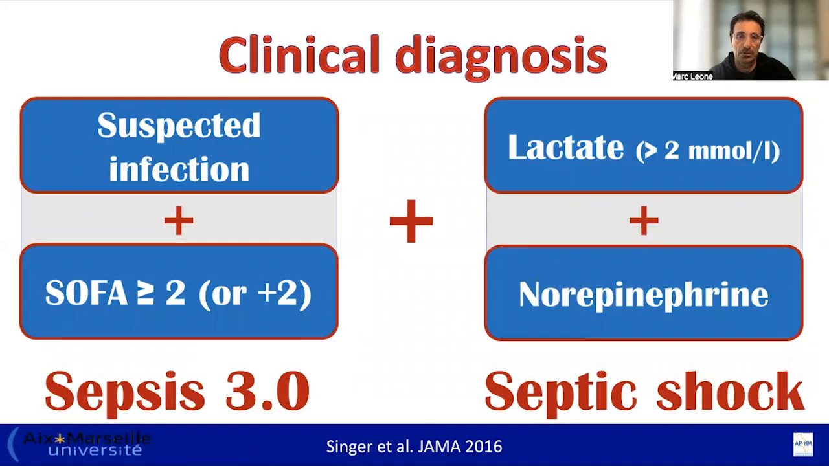Finally, the diagnosis of sepsis today is based on the 2016 definition by Mervyn Singer and colleagues: suspected infection, and SOFA score above 2 or increasing by 2 points. That's Sepsis-3. And if you want to talk about septic shock, it is lactate above 2 and the use of norepinephrine after adequate fluid resuscitation.